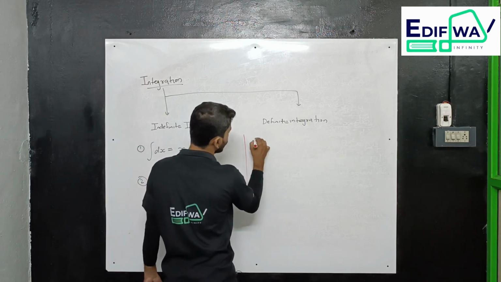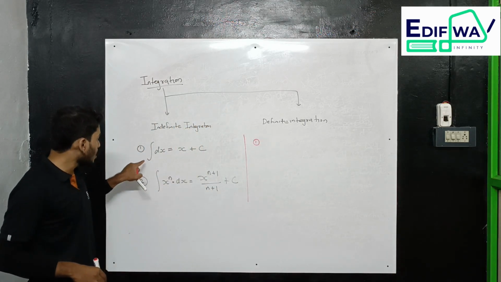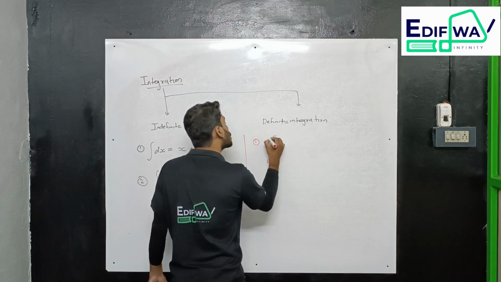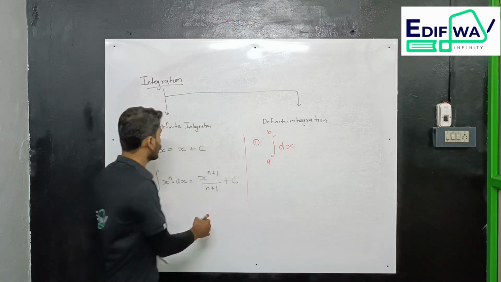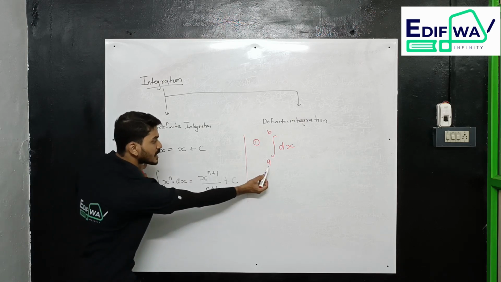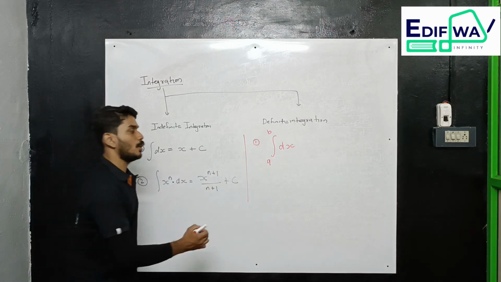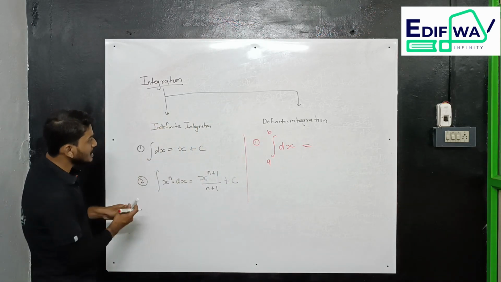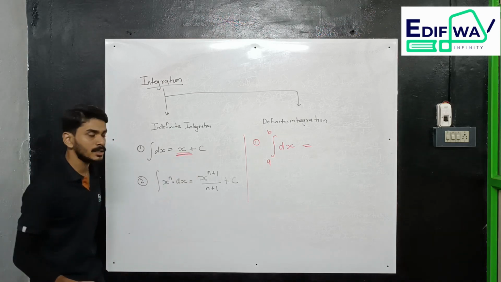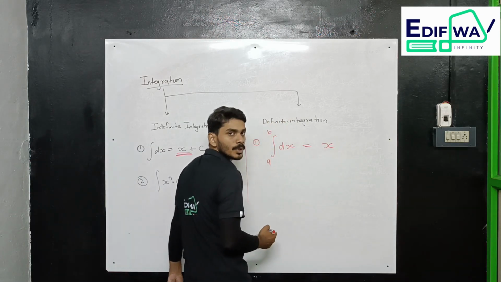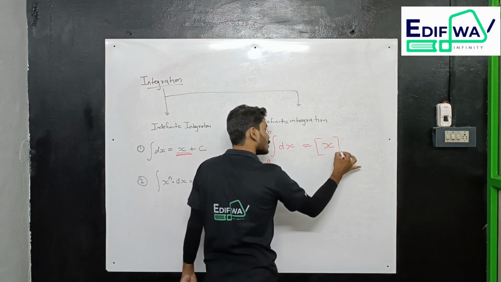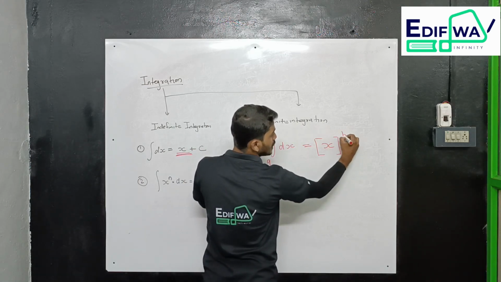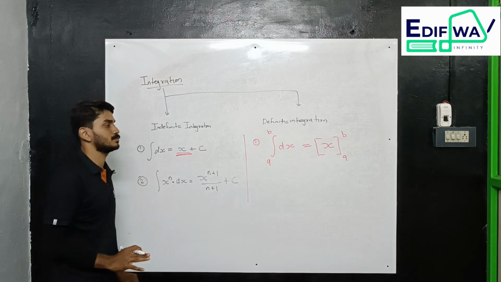Now, in definite integration, you have to specify the lower limit and upper limit. So it is integral a to b dx. It was indefinite, and here I specify the lower and upper limit, so it becomes definite. Integral a to b dx is equal to, first of all, what is the answer? Here the answer is basically x, right? So you write the answer x here. Now you have to put a box and write the lower limit a and the upper limit b. This is the procedure.